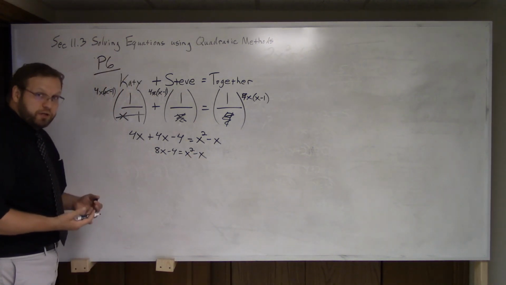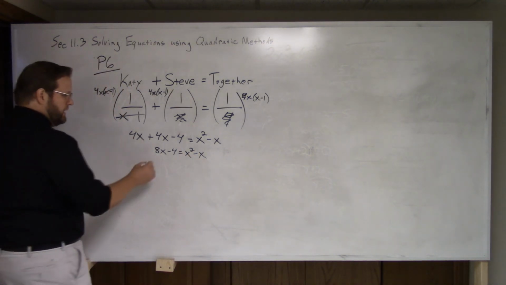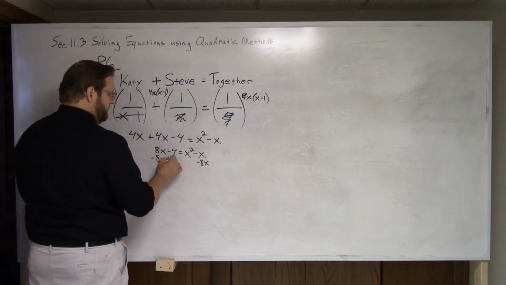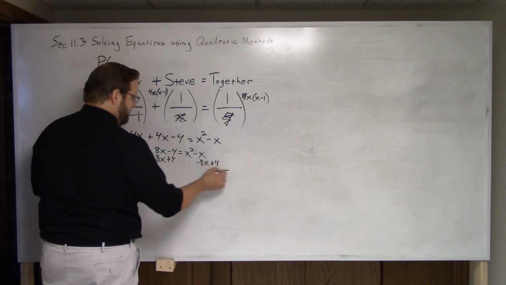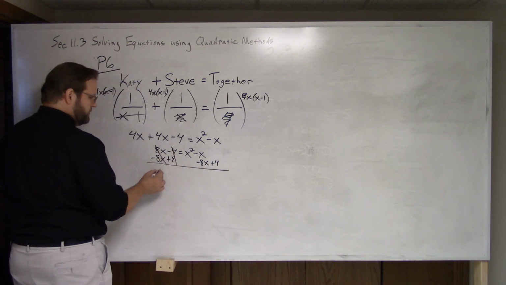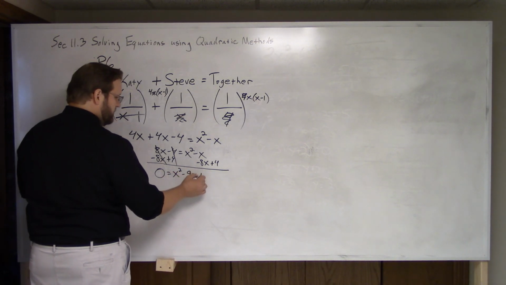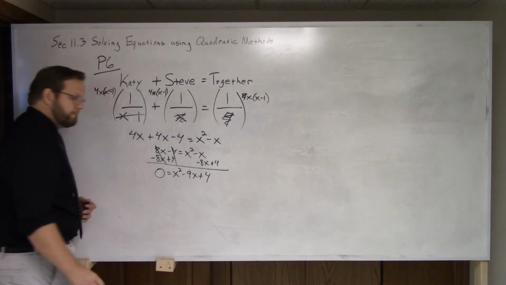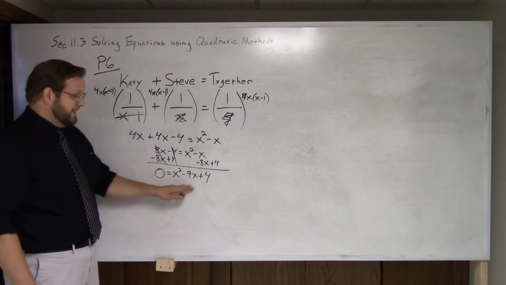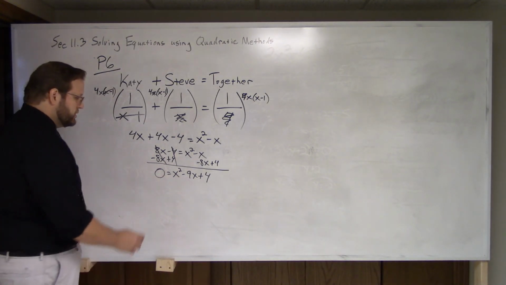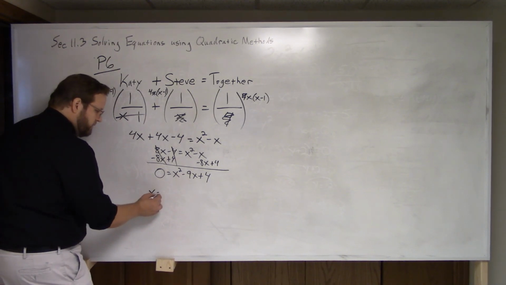And now again, I have a quadratic. Let's get that 0 on one side. I'm going to subtract 8x, add the 4. So 0 is x squared minus 9x plus 4. Now, if you look, that is not factorable. Okay, there's no way we're going to multiply to a 4 and then add to a 9. So I'm going to go into that quadratic formula.